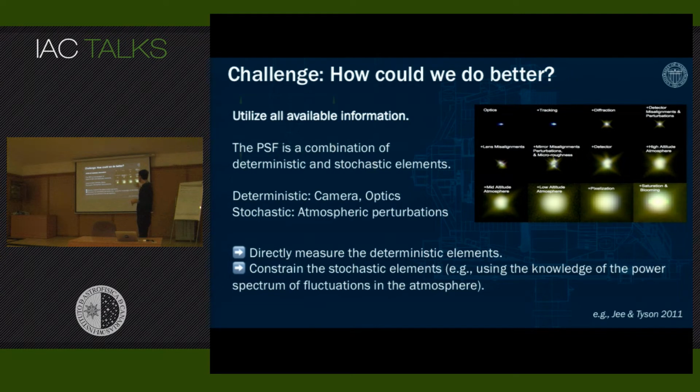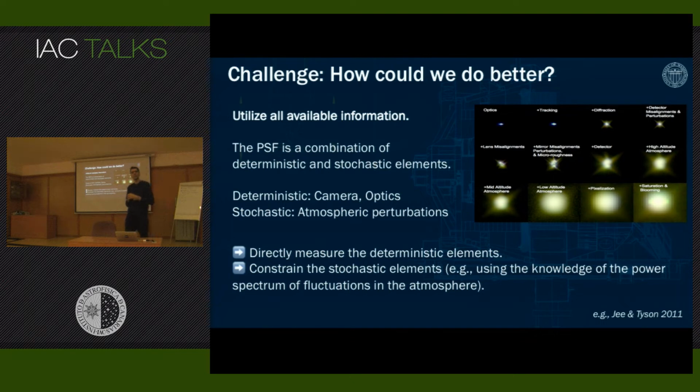You can actually show that the power spectrum of fluctuations in the atmosphere to first order is a Kolmogorov power spectrum. It's turbulence. So you can use that to constrain what these stochastic effects look like. And you take all of those things into account, and you actually get PSF estimates that are something like a factor of 2 better. So again, a lot of hand waving, but this is the kind of thing that was actually done only in the last couple of years, in the last, I think, 2 or 3 years.